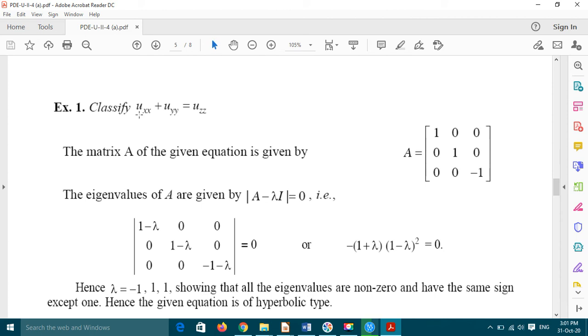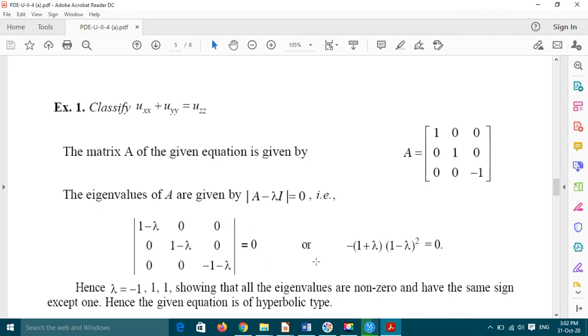The given differential equation is u_xx plus u_yy minus u_zz is equal to 0. The coefficient of u_xx is 1, the coefficient of u_yy is 1, and the coefficient of u_zz is minus 1, and all other coefficients, u_xy, u_yx, u_yz, u_zy, u_zx, u_xz, are 0. So we write down the matrix A here. Now find the characteristic equation of this matrix. Determinant of A minus lambda I is equal to 0, which is 1 minus lambda, 0, 0; 0, 1 minus lambda, 0; and 0, 0, minus 1 minus lambda, is equal to 0.